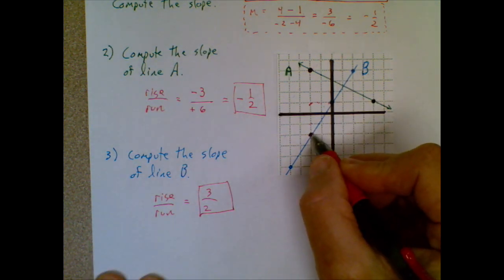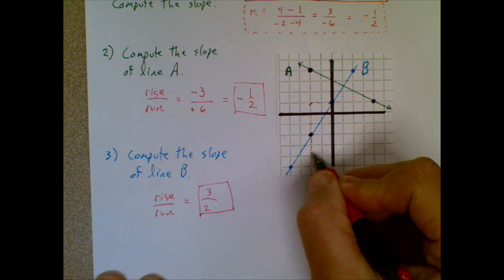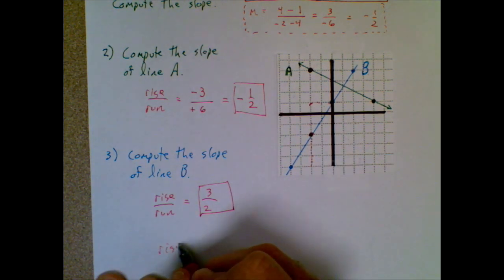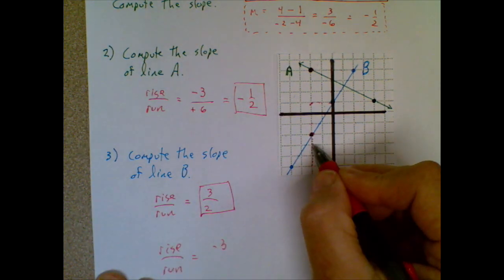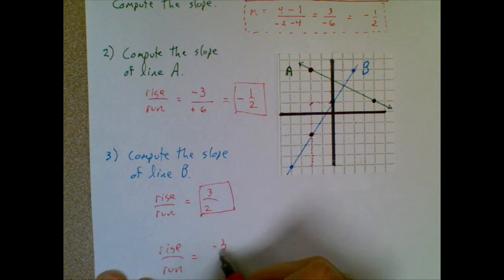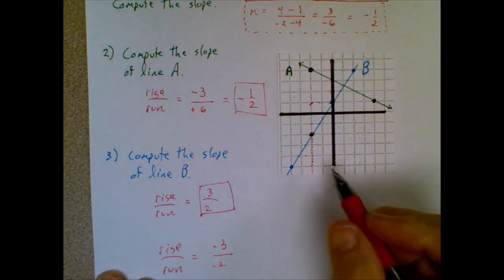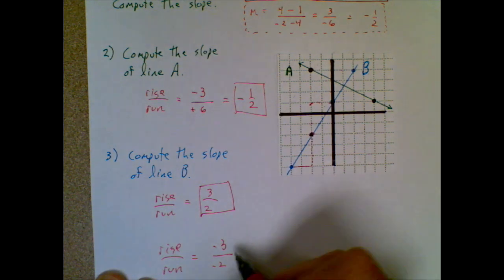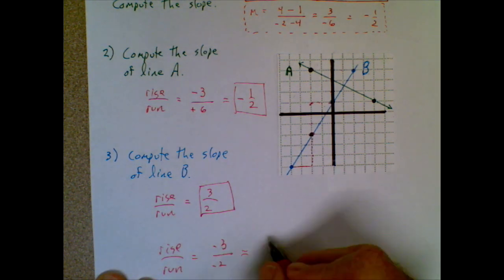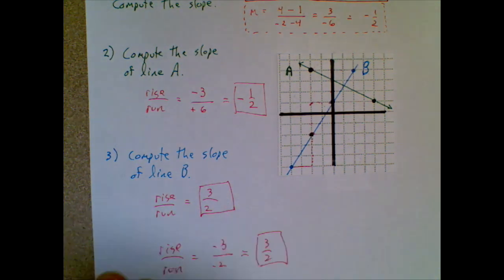They could start here and they could say, I'm going to have a rise downward, so they might say the rise is negative 3. Down 3, left 2. Left 2 means negative 2. Negative 3 rise, negative 2 run, but a negative divided by a negative is a positive, and you wind up with the same answer as the other person.